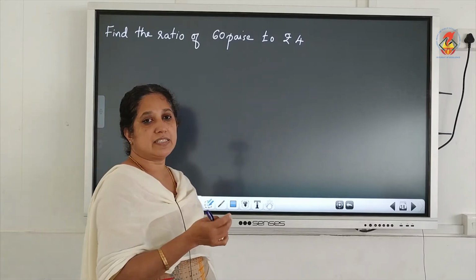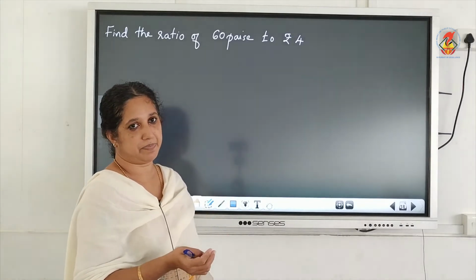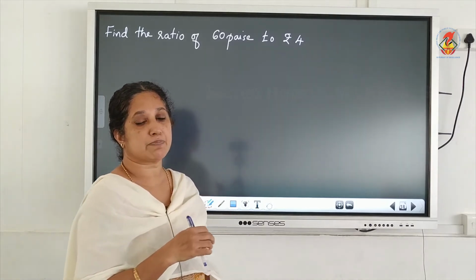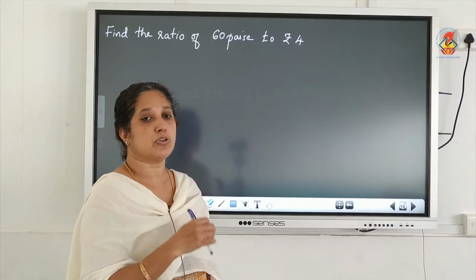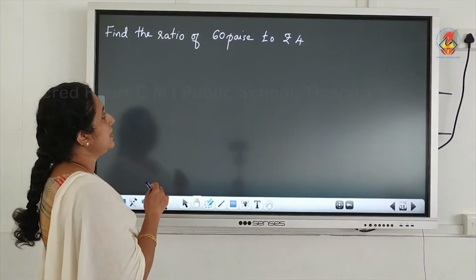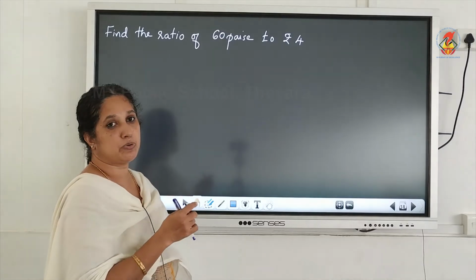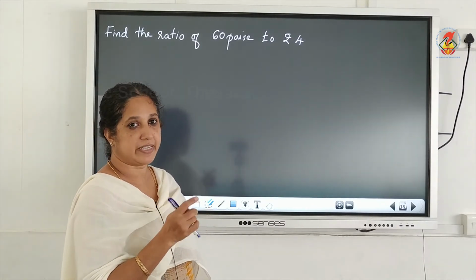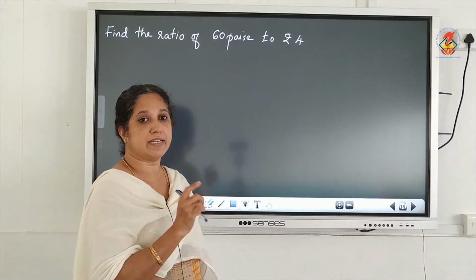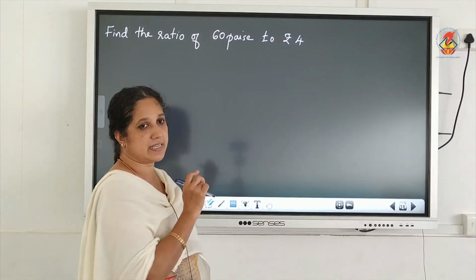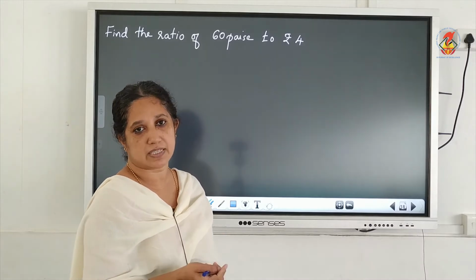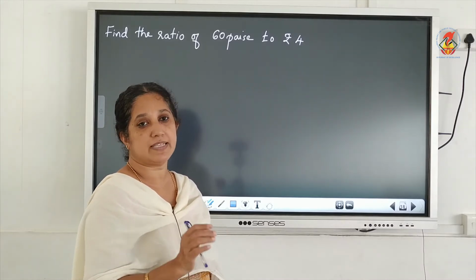Now, here we have to consider two quantities of the same kind. When we consider two quantities of the same kind, sometimes they are expressed in different units. So, you have to make the units equal. Now, look at this example. Find the ratio of 60 paise to rupees 4. Here we are considering money, but they are expressed in different units. One is in paise and the other is in rupees. So, we will have to equalize the units.